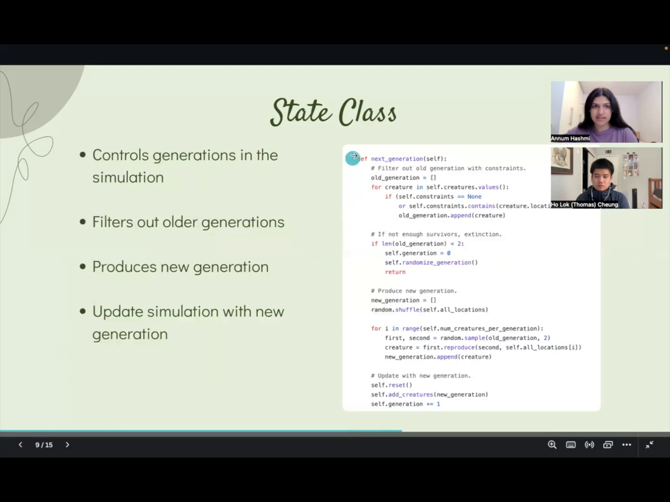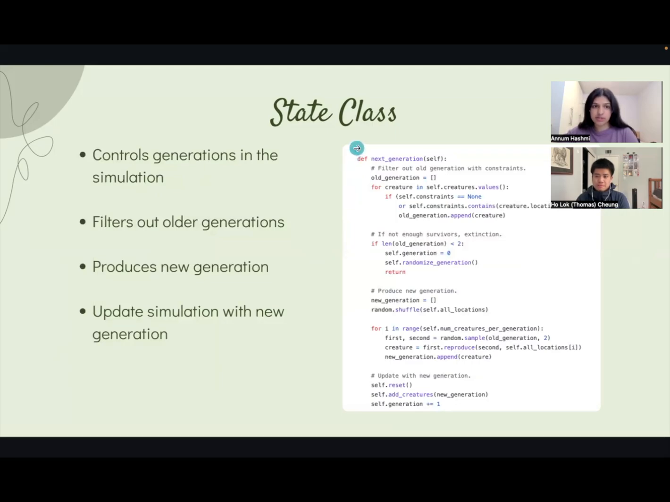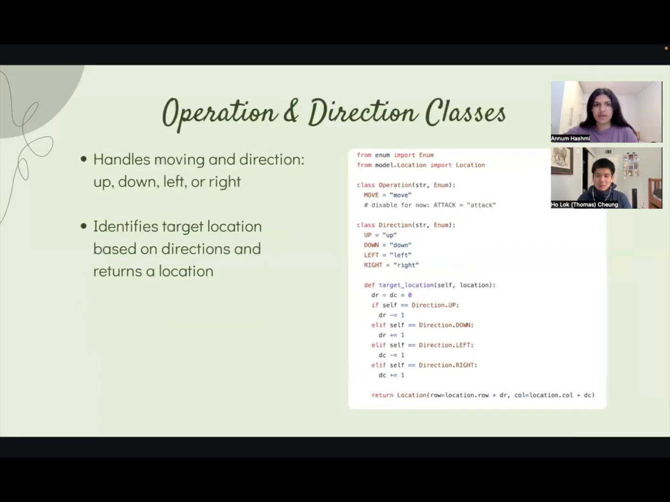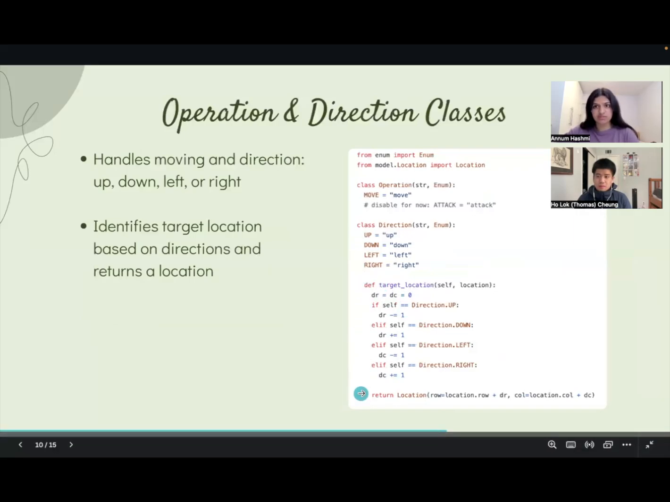And finally, in the state class, it controls the generations in the simulation. So it's able to filter out older generations, produce a new generation, and also update the simulation with this new generation. And then we also have our operation and direction classes, which handle the actions of moving and the direction, which is up, down, left, or right. And this piece of code here identifies the target location based on the directions, and it returns a location.